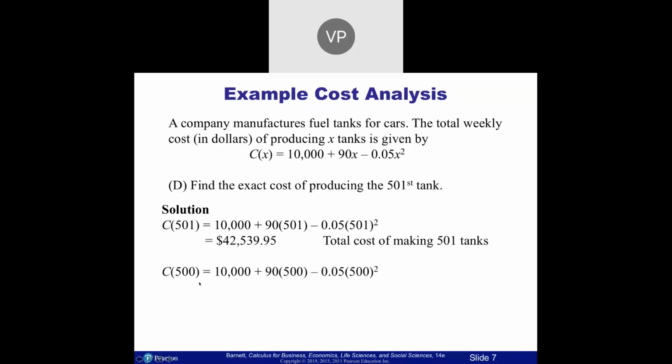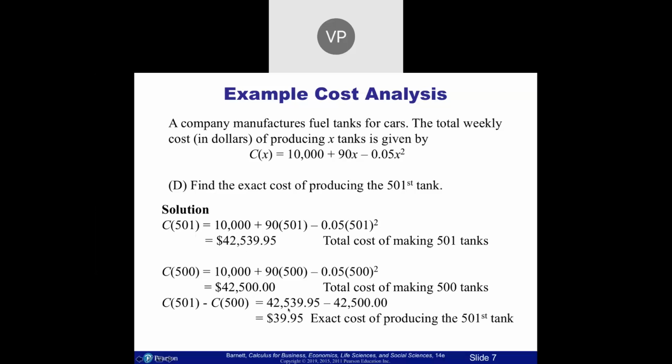Okay, now we look at what 500 was right before, the total cost of 500. Again, same formula, not the derivative. We plug in 500. That's telling us the total cost was $42,500. So basically, the difference of these two is what that extra tank costs. Think about it: here's our total price at 500. We're already here. If we were to say, hey, let's run one more on the production line, it would be this total price. The difference is, well, how much more did it cost? It costs $39.95. That's the exact cost of what that extra tank would cost.